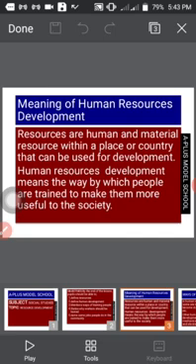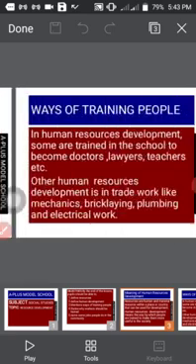Now, what is human resources development? Human resources development means the way by which people are trained to make them more useful to the society. You know, when people are born and have not been trained in one field or trade, they cannot be very useful like those that have been trained. Did you understand that? Let's move to the next subtopic.